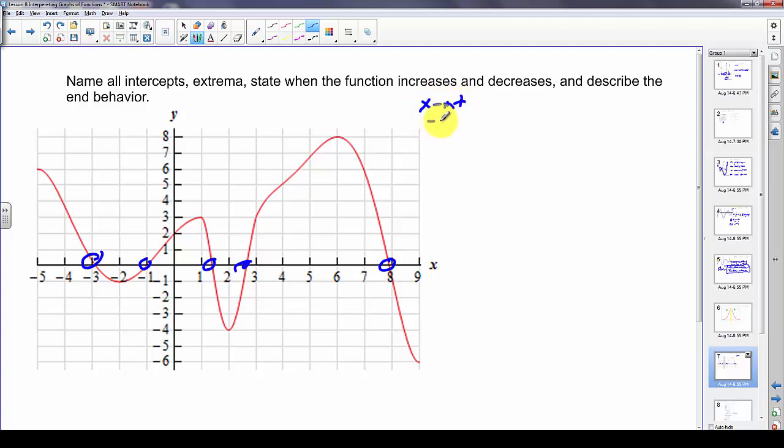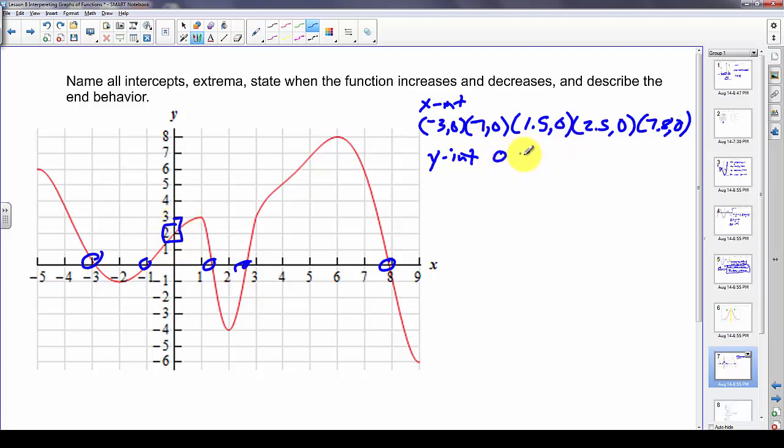So we're going to say x-intercepts. That happens at -3, 0, -1, 0. I'm going to say roughly 1.5, 0, 2.5, 0, and let's say 7, 0. It's not an exact science sometimes. Y-intercept. Where does this thing hit the y-axis? Well, that hits the y-axis at this point right here, roughly 0, 2.